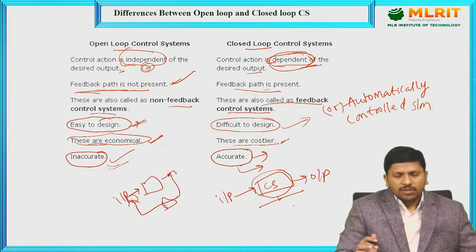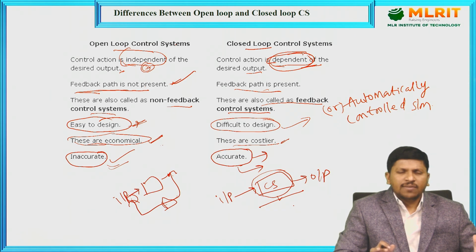From this session we learned the advantages of open loop and closed loop systems, as well as the disadvantages of open loop and closed loop control systems. Finally, we learned the differences between open loop and closed loop control systems. All of this was learned in today's session.